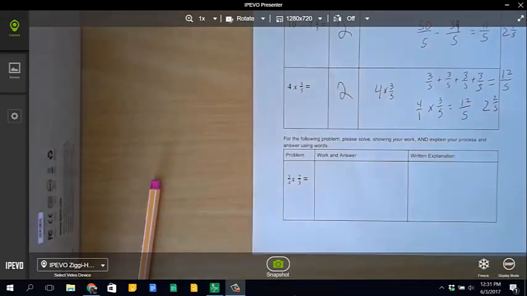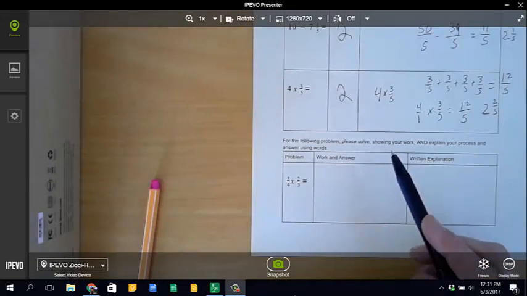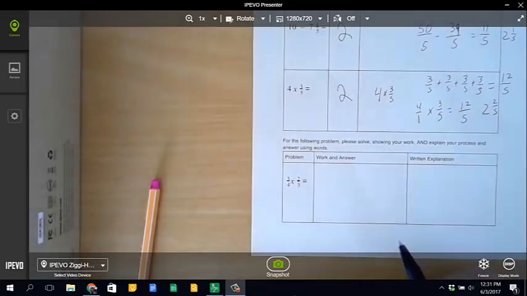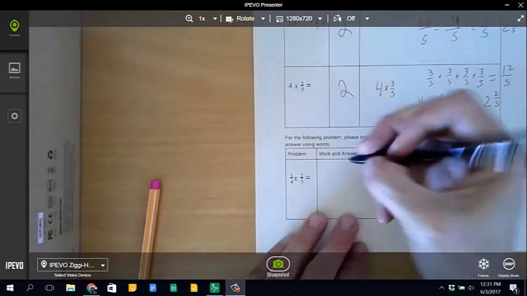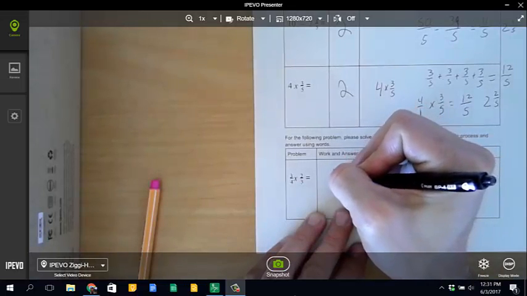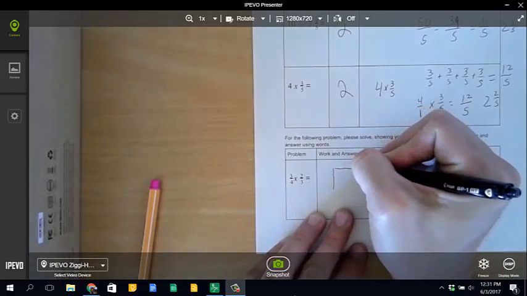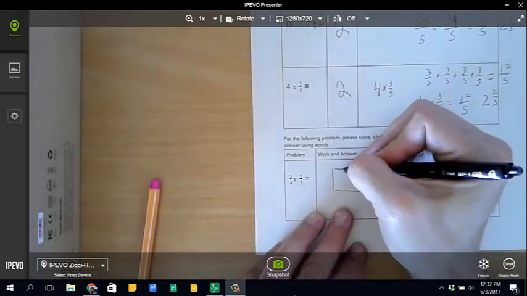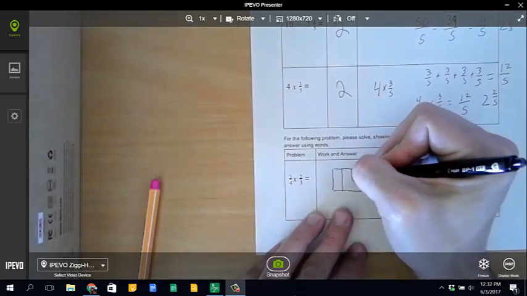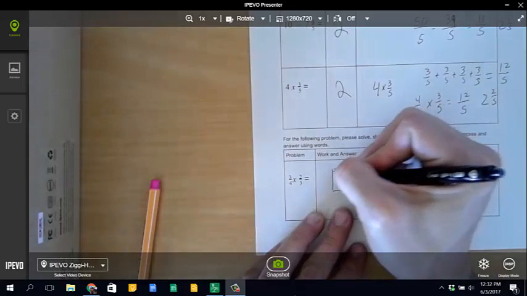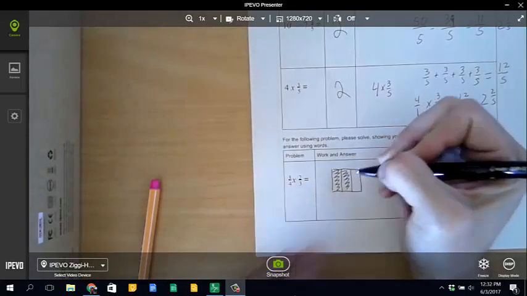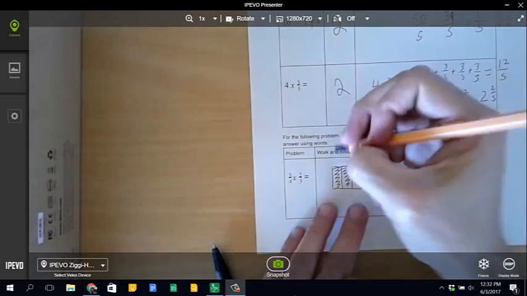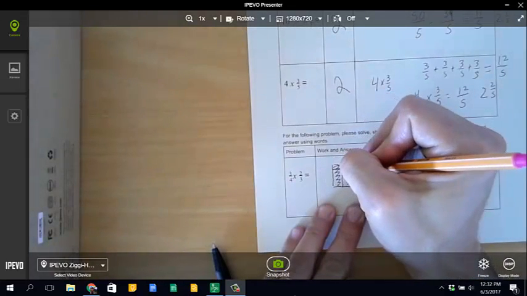Now we're going here for the following problem. Please solve, showing your work and explain your process and answer using words. We can do this a couple different ways. 3/4 of 2/3. So I can make this 2/3. And then we want to take a look at 1.